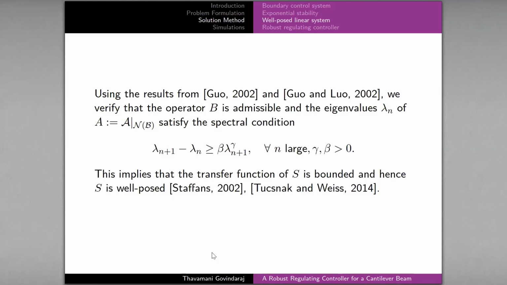Next, using the results from Guo and Guo and Luo, we verify that the operator B is admissible and the eigenvalues of this restricted operator satisfy the spectral condition given by this inequality. This implies that the transfer function of the system node is bounded and hence the system node is well posed using the results from Stefan's.